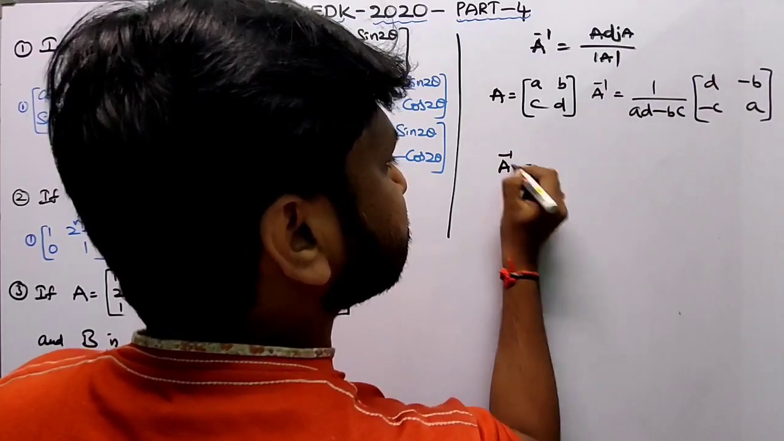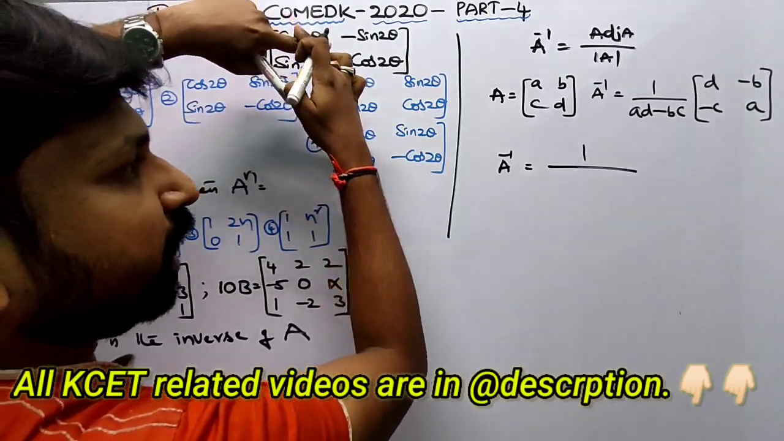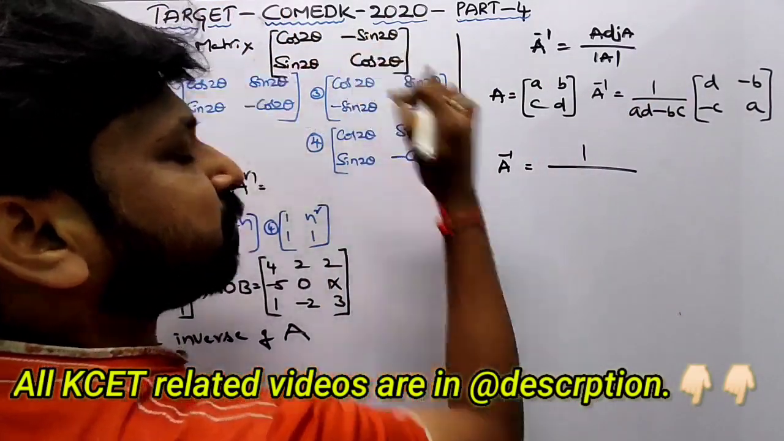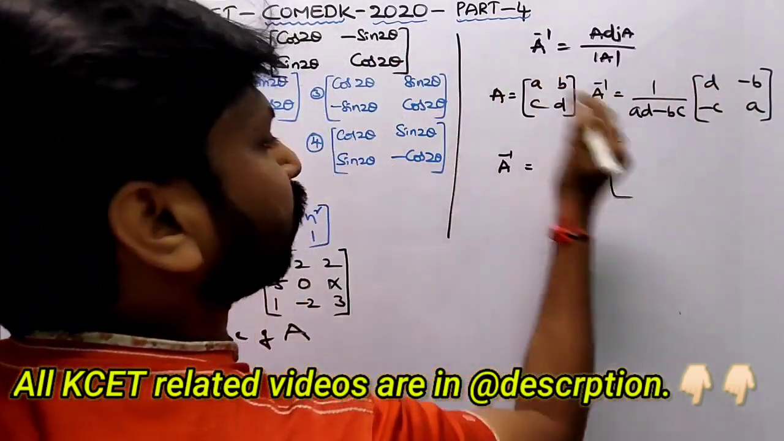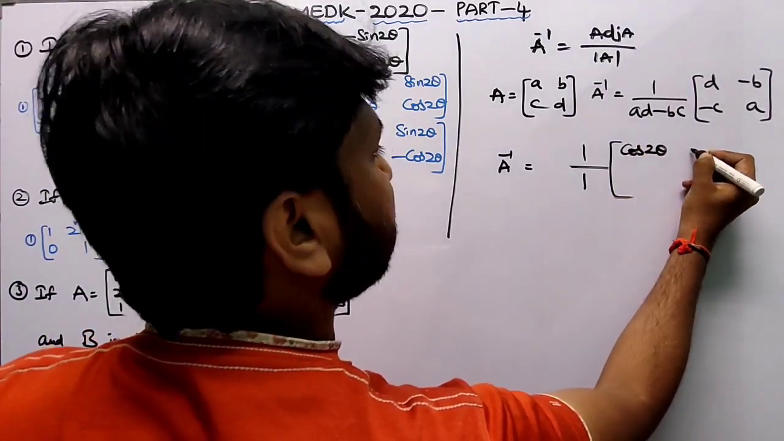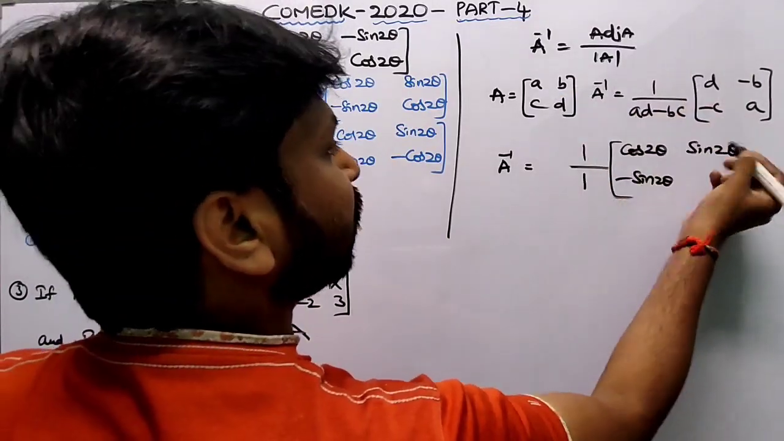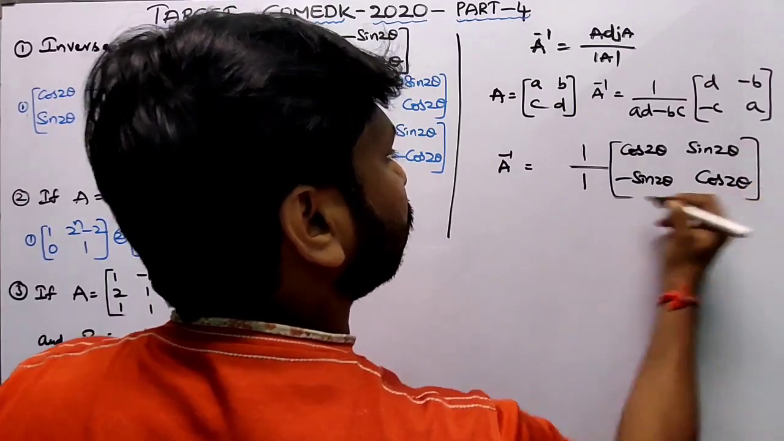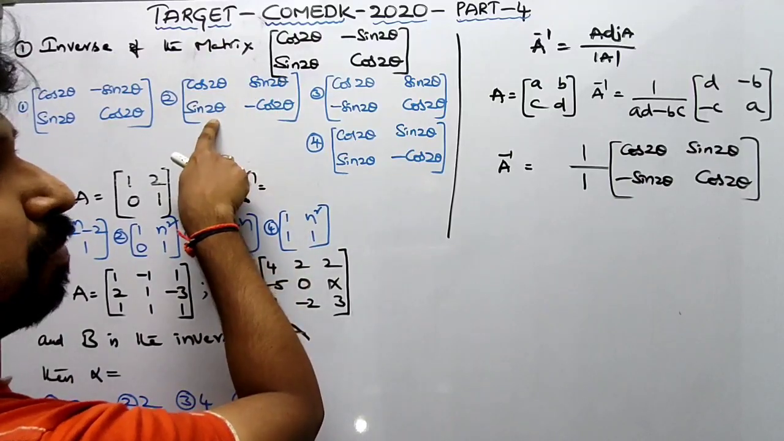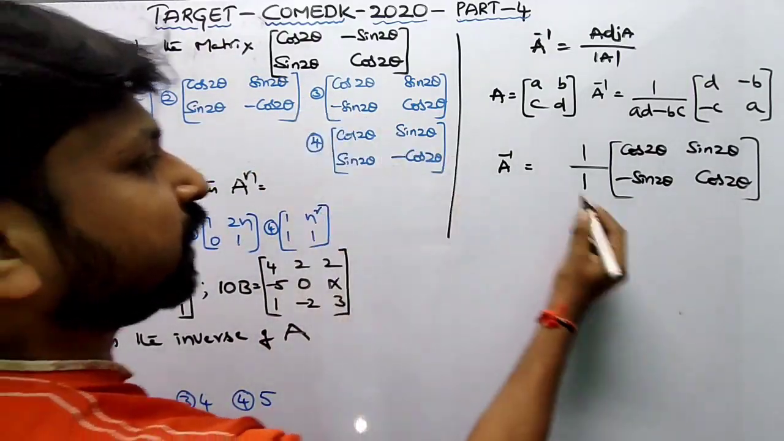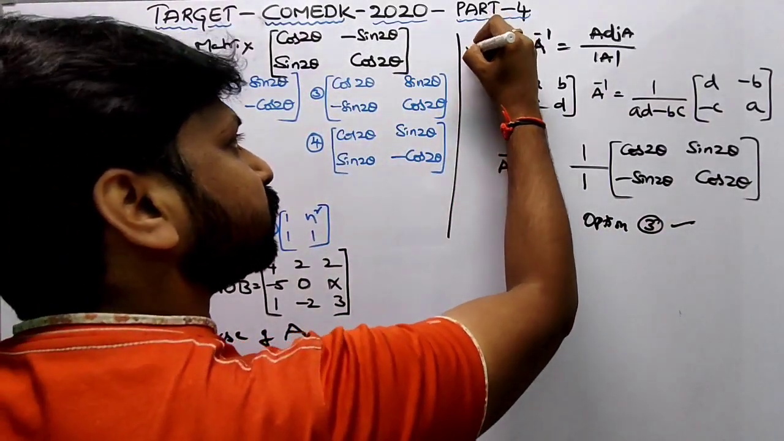A inverse is equal to 1 by ad minus bc. ad means cos 2θ into cos 2θ, cos square 2θ, minus bc, minus of minus, plus sin square 2θ, which is 1. Then [d, −b; −c, a]: d is cos 2θ, minus b is minus of minus, plus sin 2θ, minus c is minus sin 2θ, and a is cos 2θ. So 1 by 1 is nothing but 1, and we get the cos 2θ, sin 2θ combination with minus sin 2θ. Which option is correct, friends? Option 3 is the correct answer. This is one of the methods, Method 1.